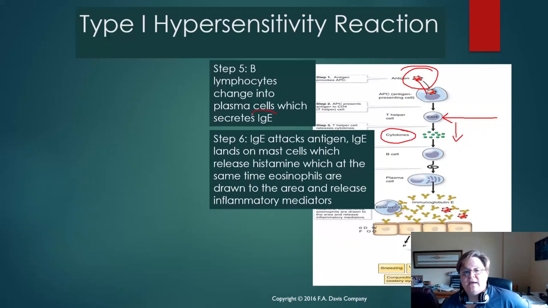So in type 1 hypersensitivity reactions, we're dealing with IgE. And then the IgE attacks antigen and lands on a mast cell, which releases histamine. So this histamine that's being released, that's what these little Y things look like, are drawn to the area, and they release other inflammatory mediators. So now we have cytokines, histamines, and lymphocytes that are in the area.